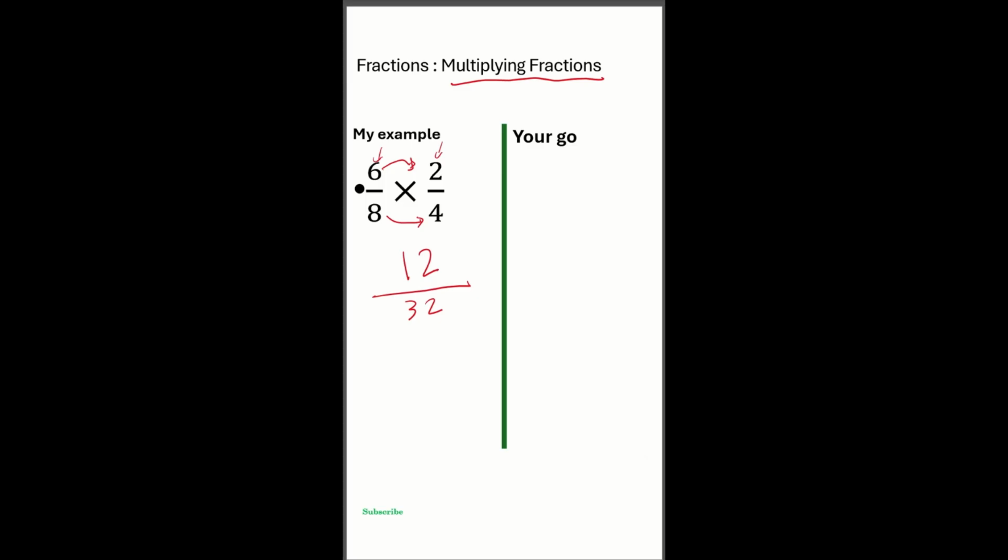But if it does, we look, both of them are even numbers, so we divide by 2. So it's 6/16. Still, both of them are even numbers, so divisible by 2. So we divide by 2. So it's 3/8. And that is how you multiply fractions.